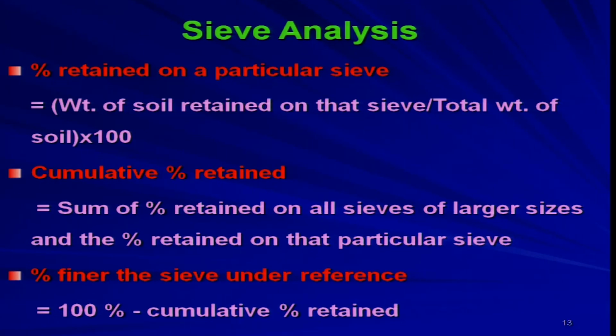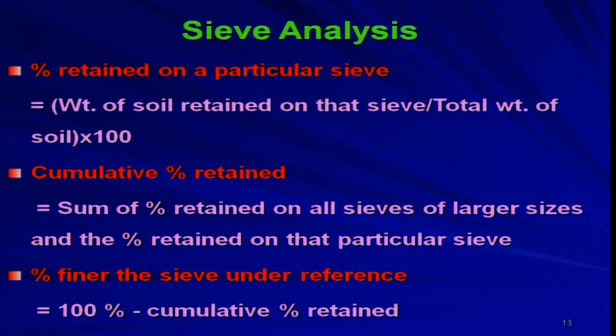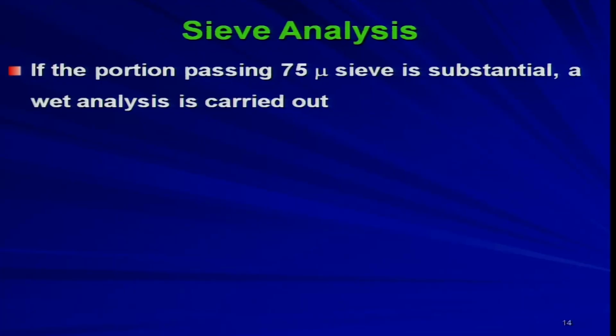Then percentage finer, for the sieve under reference. This is nothing but 100% minus cumulative percentage retained. That means, it is the fraction of that sample which is passing through that particular sieve. So, these three parameters we need to determine, which will give me a lot of information. Later on we will see that, and if you want to plot your grain size distribution curve, these informations are required.